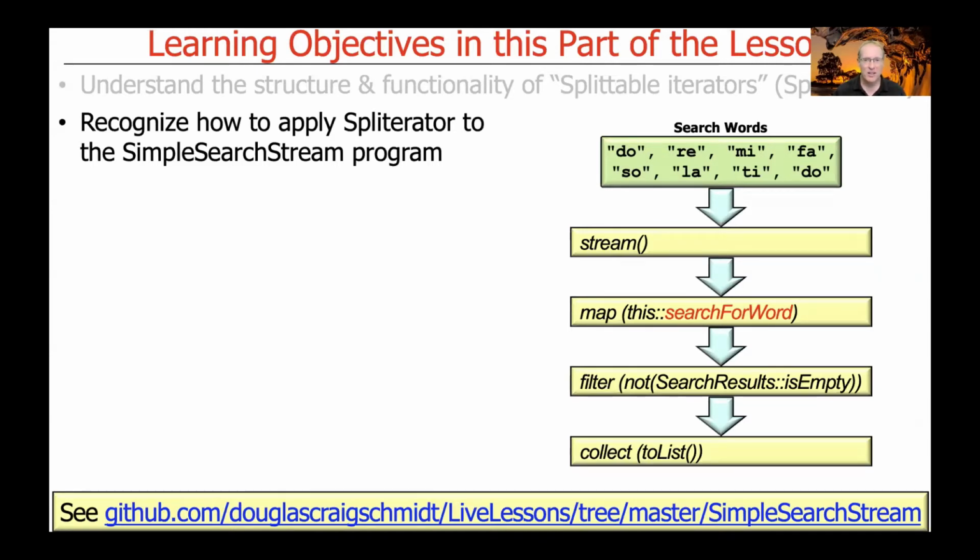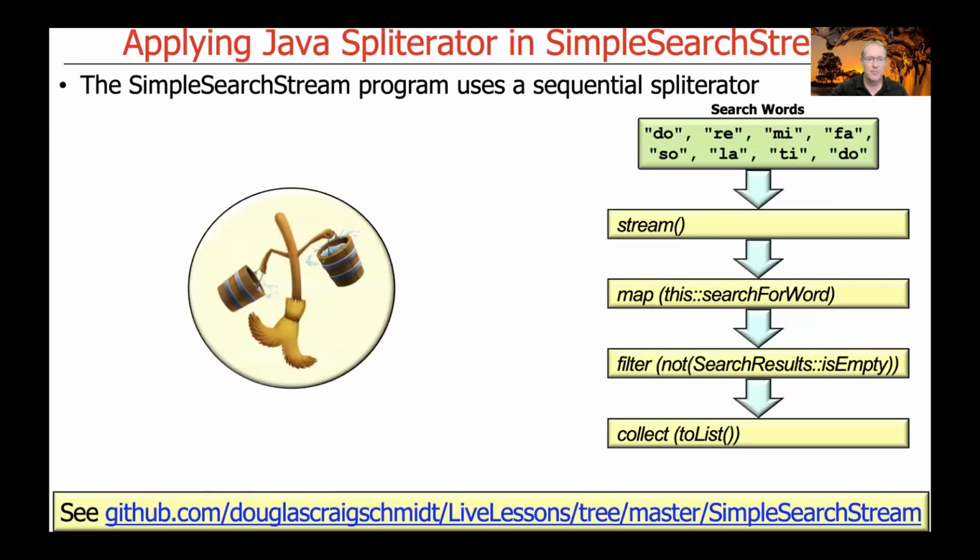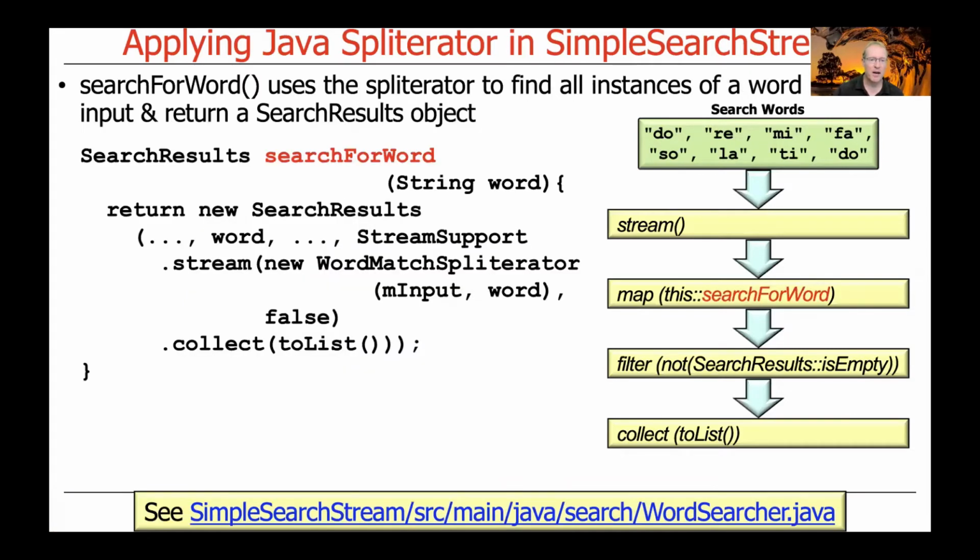As always, you can get the source code for SimpleSearchStream at the link in the URL below in my GitHub repository. The SimpleSearchStream program only uses a sequential Spliterator because it doesn't try to do anything more advanced. After all, it's the SimpleSearchStream case study, not the more powerful ones that we'll look at later. So there's really just one thread of control that's responsible for doing the splitting that we're talking about.